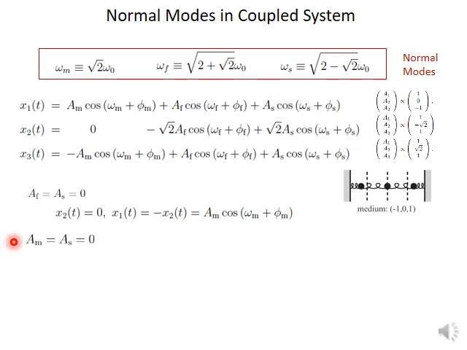Then you have the other combination, in which you take only the fast oscillation, with the medium and slow oscillation coefficients set to 0. If you do that, it turns out that the x1 and x2 displacements are the same, and x3 should be in the opposite direction and should have an under root 3, is it?